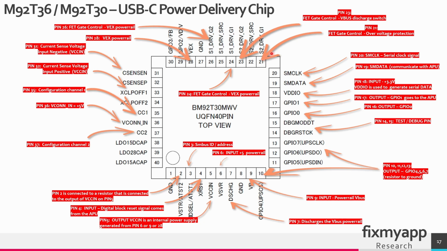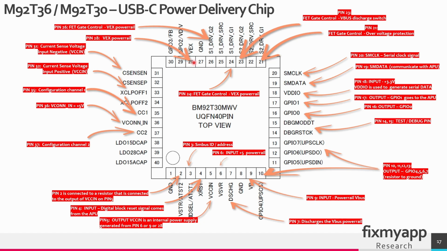On pin 21 is the gate 1 for the overvoltage protection. So pin 23 controls the V-bus discharge MOSFET. It will go to the gate of that MOSFET. Pin 24 controls the external voltage power rail, so the MOSFET that controls the external voltage. Pin 26 also controls the external voltage MOSFET.